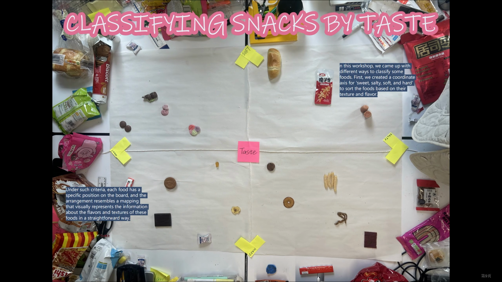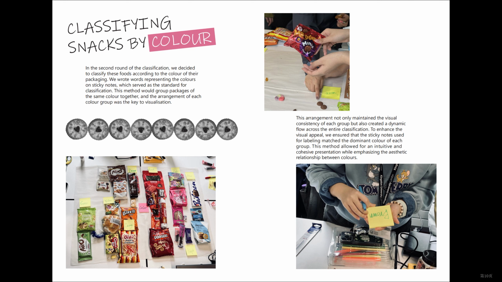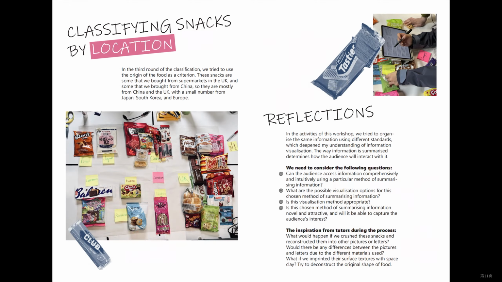We used this method in the workshop, which required us to classify snacks we brought. During this process, we reflected on how to organize the same information using different standards. And we realized that how we classified information determined how accessible it was to viewers. We also had new ideas of deconstructing the snacks, such as crushing cookies, to observe their new characteristics and to create interesting norms of categorization.